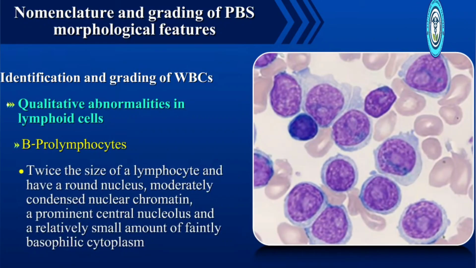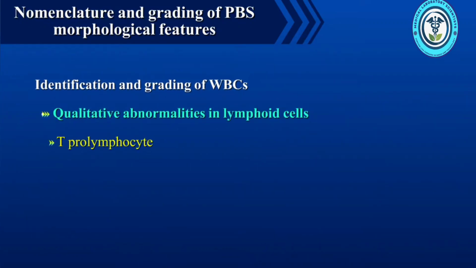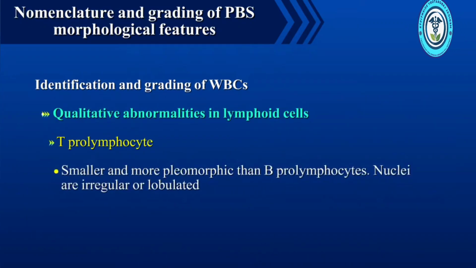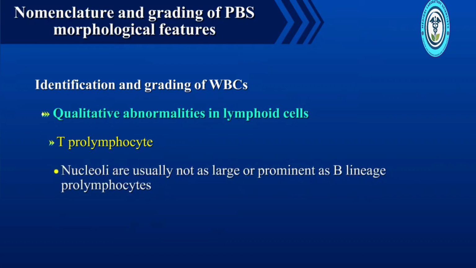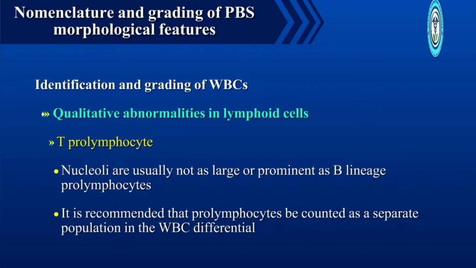B prolymphocytes are twice the size of a lymphocyte and have a round nucleus, moderately condensed nuclear chromatin, a prominent central nucleolus, and a relatively small amount of faintly basophilic cytoplasm. T prolymphocytes are smaller and more pleomorphic than B lymphocytes. Nuclei are irregular or lobulated. The cytoplasm is scanty and moderately basophilic, and cytoplasmic blebs may be present. Nucleoli are usually not as large or prominent as B lineage prolymphocytes. It is recommended that prolymphocytes be counted as a separate population in the WBC differential.